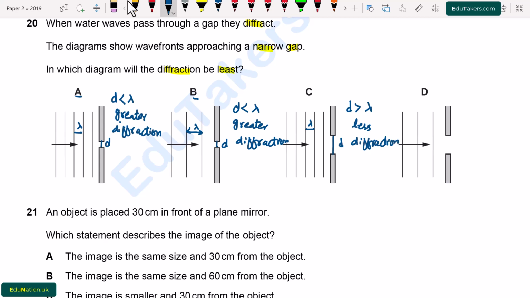Option D. Again the wavelength is lambda and separation is D. Here the separation is larger as compared to the wavelength, but the wavelength in the option D is very large as compared to the wavelength given in C. So there will be less diffraction, but in this case the diffraction is more as compared to the option C. So only C option is correct.